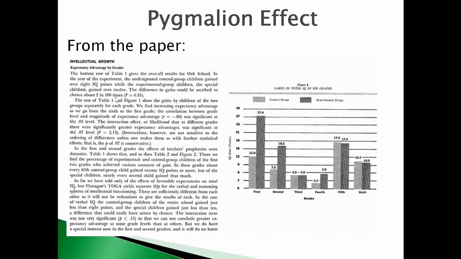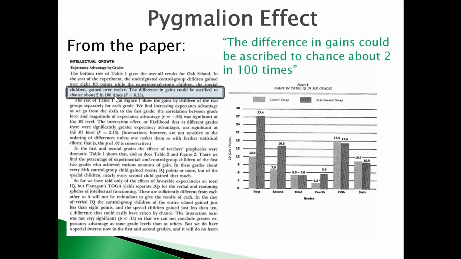This experiment was published, and I just want to show you the line that described the p-value. This is the line that showed the p-value. It says the difference in gains could be ascribed to chance about 2 in 100 times, because our p-value was 2 out of 100. And so this is how you would see the p-value described in these journals.